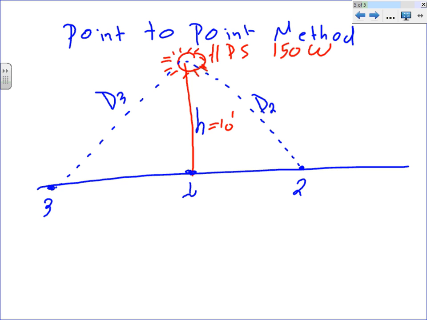Here's the situation, guys. Let's talk about the scenario. I have a high pressure sodium, HPS, 150 watt lamp, mounted on a 10-foot pole. You can put it as high as you want. I need to find the foot-candle at 3 points. Number one, right underneath it. What's the foot-candle right underneath it? Number two, at this point, and number three, at this point. They're going to ask me, what is this point and this point? Let's do it.